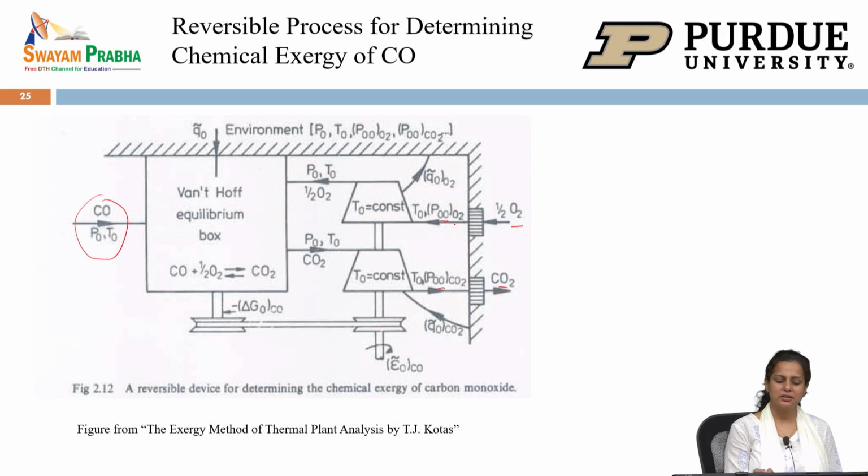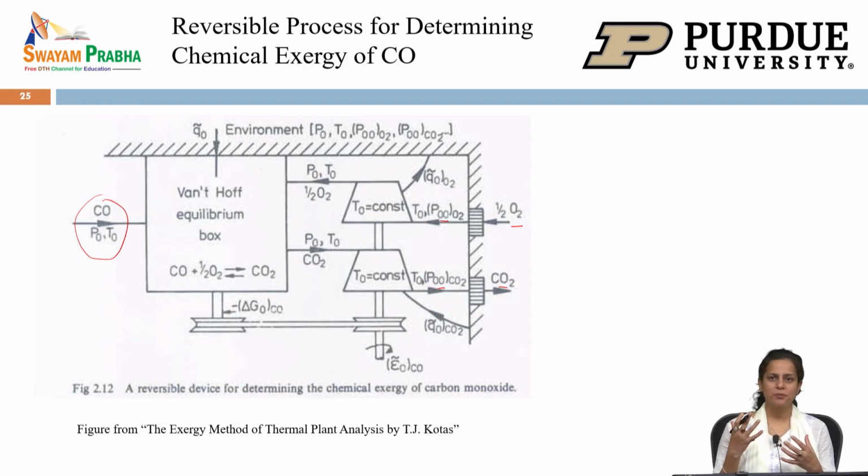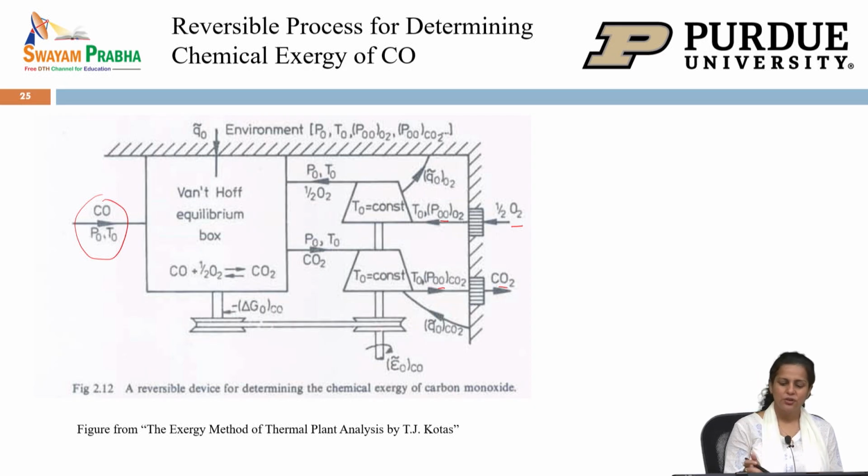So, once we raise the pressure of oxygen to P naught T naught, then it can go into this equilibrium, which we call the Van 't Hoff equilibrium box, where all this conversion is happening. So, it is kind of an imaginary box where you are doing this conversion. So, you bring this half molecule of oxygen, and then we write this equation.